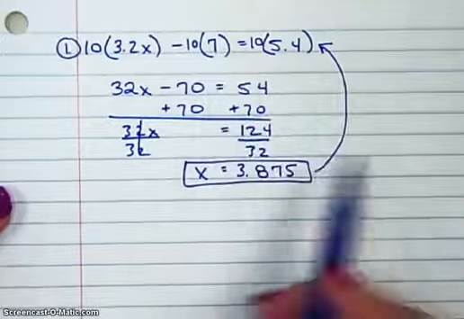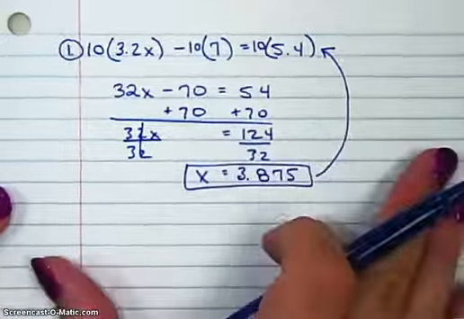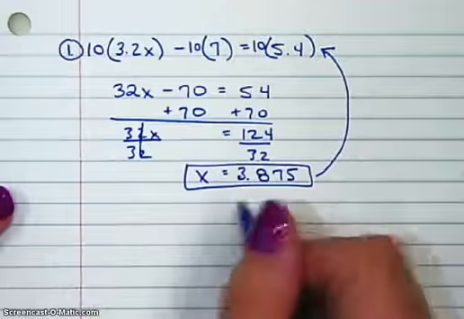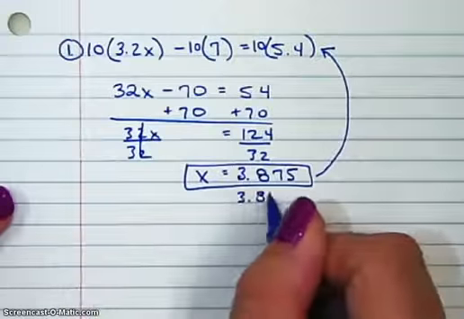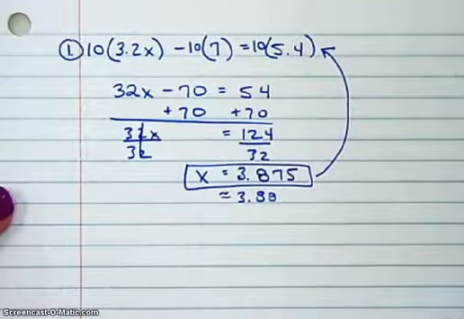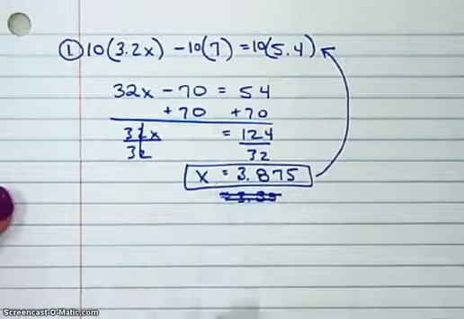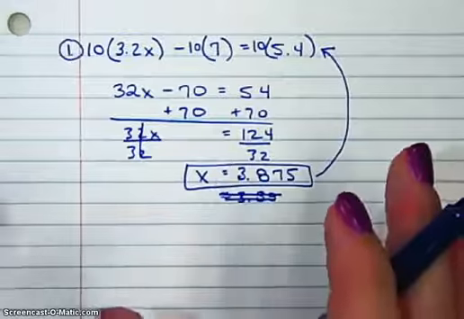The exception to writing an answer here as a fraction is if it says to round. If it said round to 2 decimal places, I would have put 3.88. And that's an approximate answer. But it didn't. There's no directions here. So this is the exact answer, and I want to leave it as exact as I can.